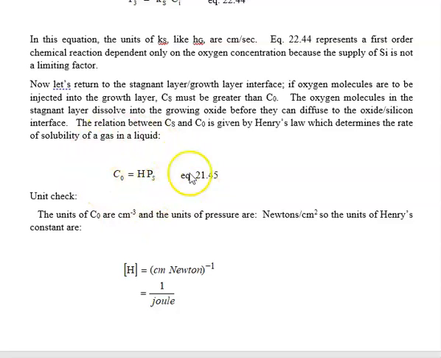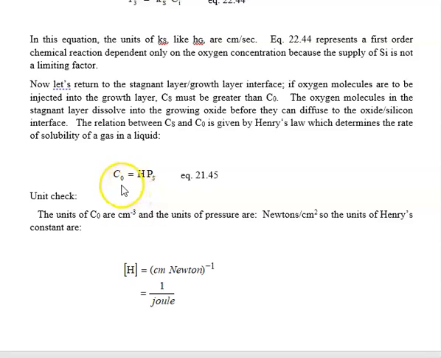And here we write an expression for Henry's law. We call capital H the Henry constant. P sub S is the partial pressure in the gaseous stage, and C0 is the concentration of oxygen in the growth layer, and that's a big deal. So the units of C0 are centimeters to the minus 3.